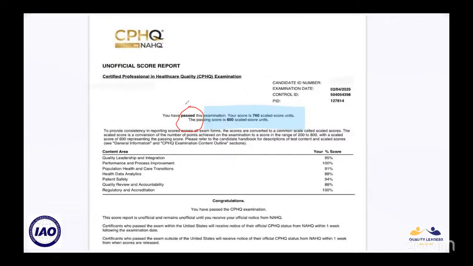Like I told earlier, it has 140 MCQs with 125 of them actually counting. The remaining 15 are pre-test questions, meaning they are experimental questions. NHQ basically tests whether these questions are worth adding for future exams. They are just testing on real candidates. But one thing to remember is you have absolutely no idea which questions are pre-test and which ones are scored. They all look identical and are scattered randomly throughout the exam.